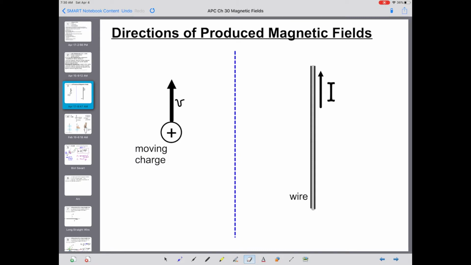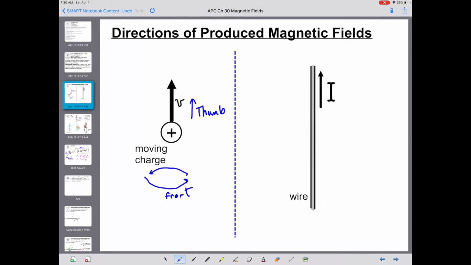So on our moving charge and our current-carrying wire, right-hand rule: if you point your thumb in the direction of the velocity, then your fingers wrap in the direction of the magnetic field. So your magnetic field, due to this moving charge, would come across the front and then wrap around the back. And I'll show you another picture in just a second.